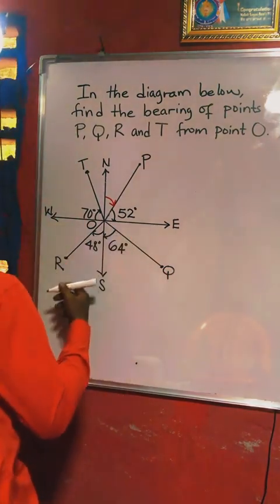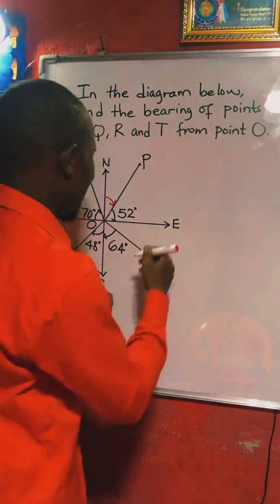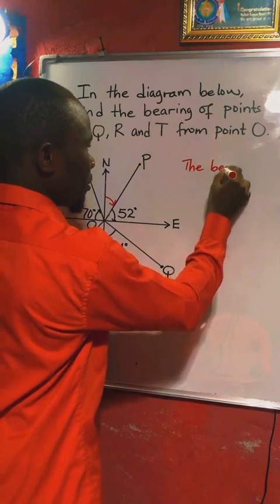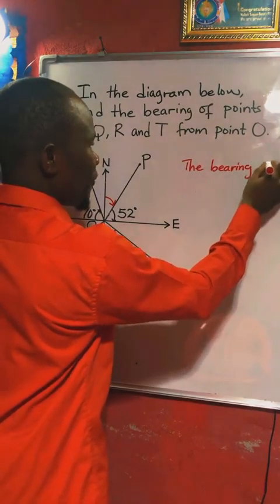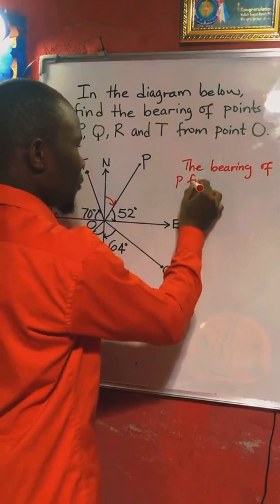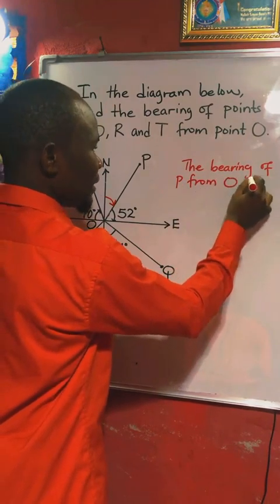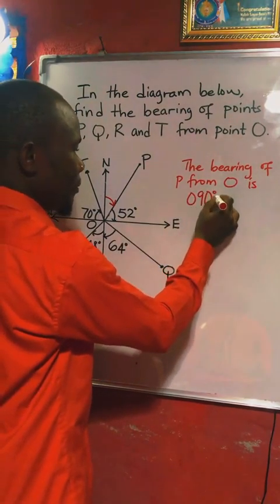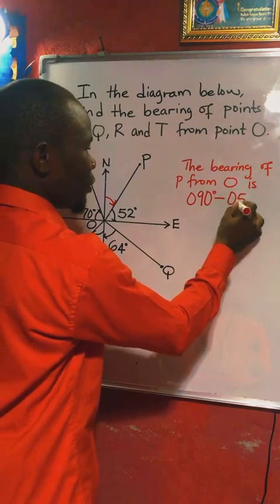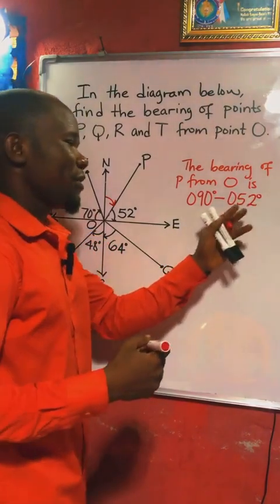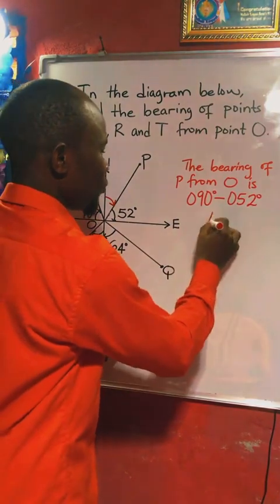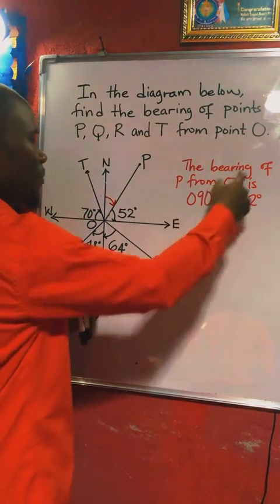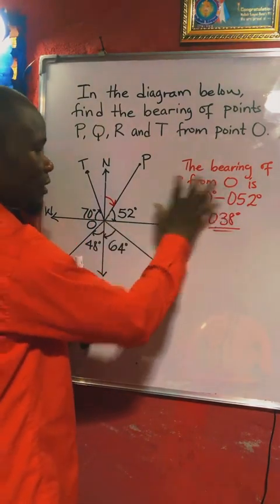So we can now say that the bearing of P from O is 90 degrees minus 52 degrees. When you subtract 52 from 90, you have 38 degrees. So this is the bearing of P from O. This is the first answer.